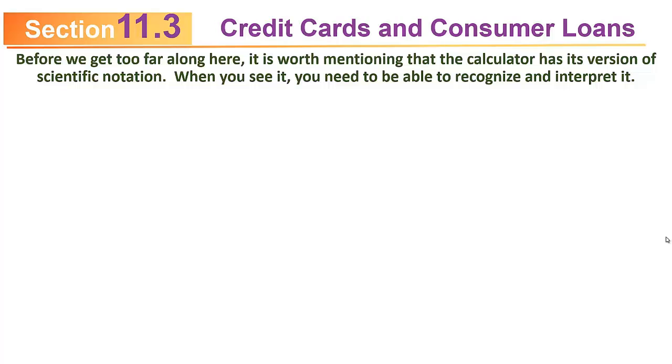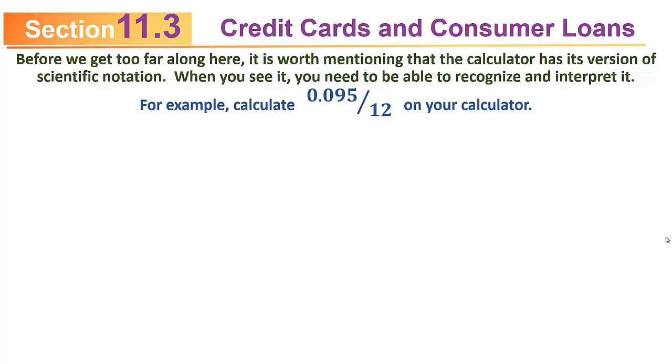Before we get too far along here, we're going to be doing a lot of calculations where you have to use the calculator correctly and precisely. So I want to talk about some of the things you're going to see and need. One of the things is the calculator's version of scientific notation. Sometimes you'll do a calculation, and because of accuracy issues, the calculator displays an answer that's not obvious what it means. And that is the calculator's version of scientific notation. So I want to show you how it works.